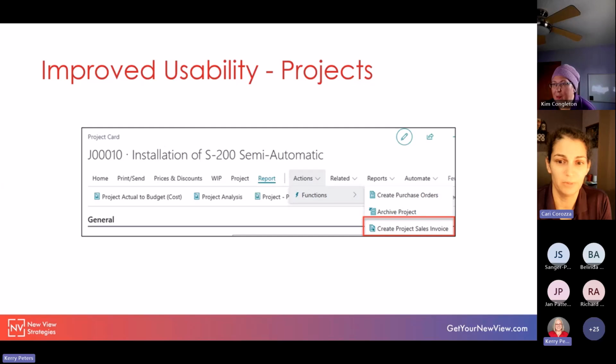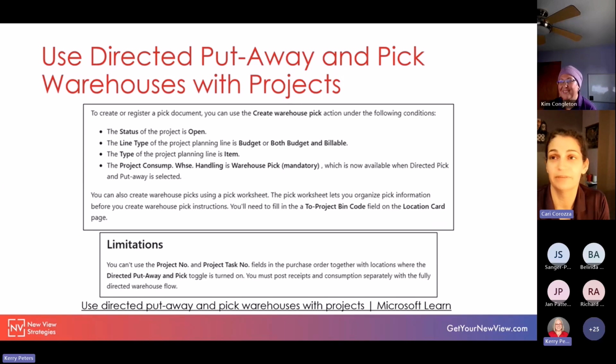And then additionally from the project card, now under actions and functions on that main project card, we have create project sales invoice. So this will create it for all of the different planning lines from just that project card. Again, just kind of shuffling around of features that we've always had, but kind of promoting them or making them easier to find.